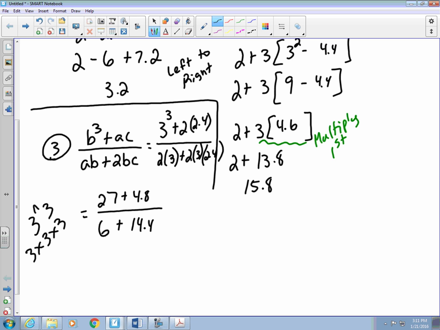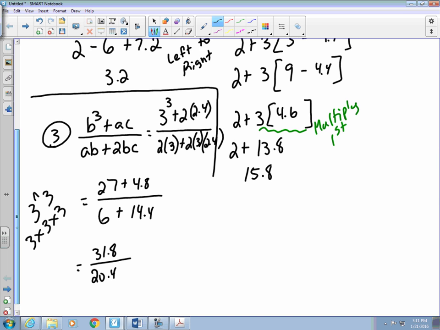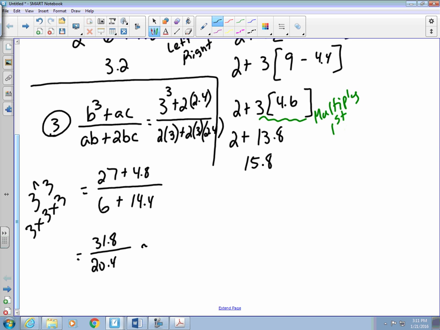And now we just simplify. On the bottom, we have 14.4. And on the top, we have 27 plus 4.8, which is 31.8. You can go ahead and divide those last, so save the division until after you get those things done. I'm going to use squiggly marks to show you that I'm rounding here. So this is approximately 1.56.